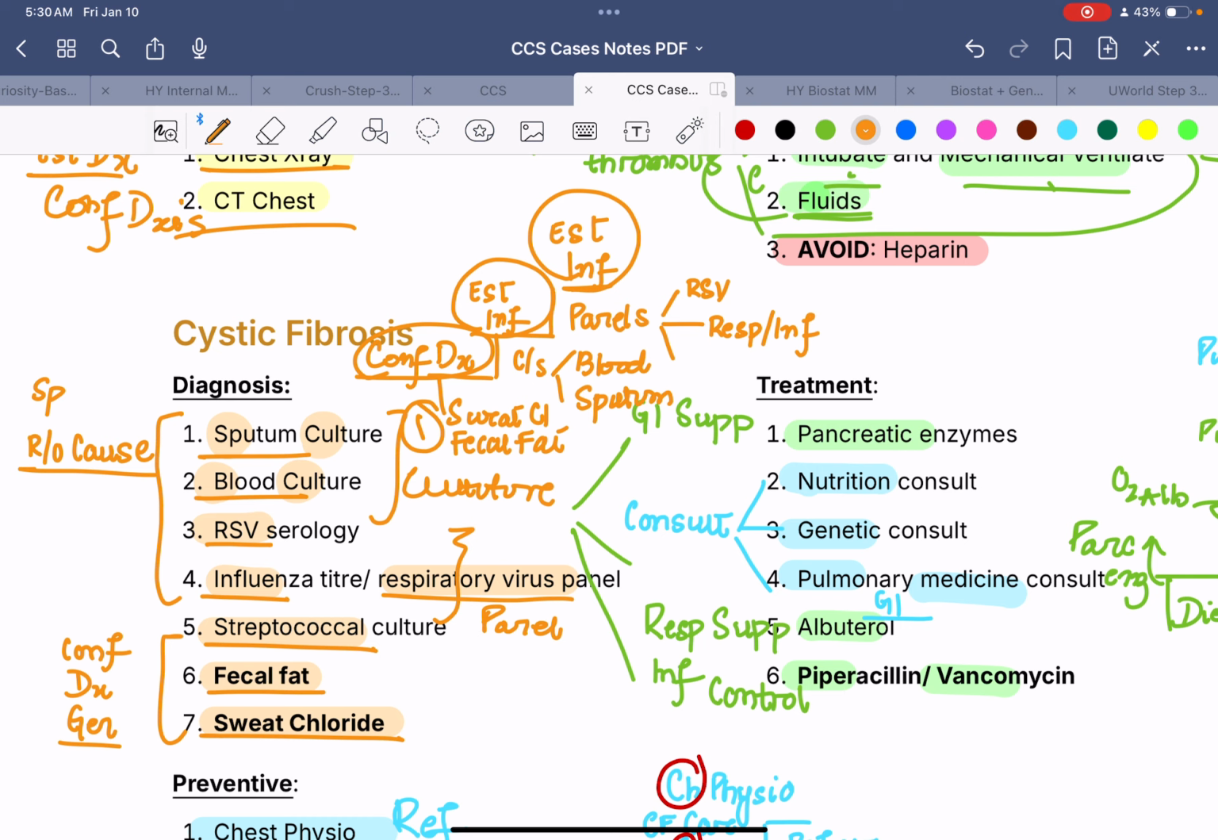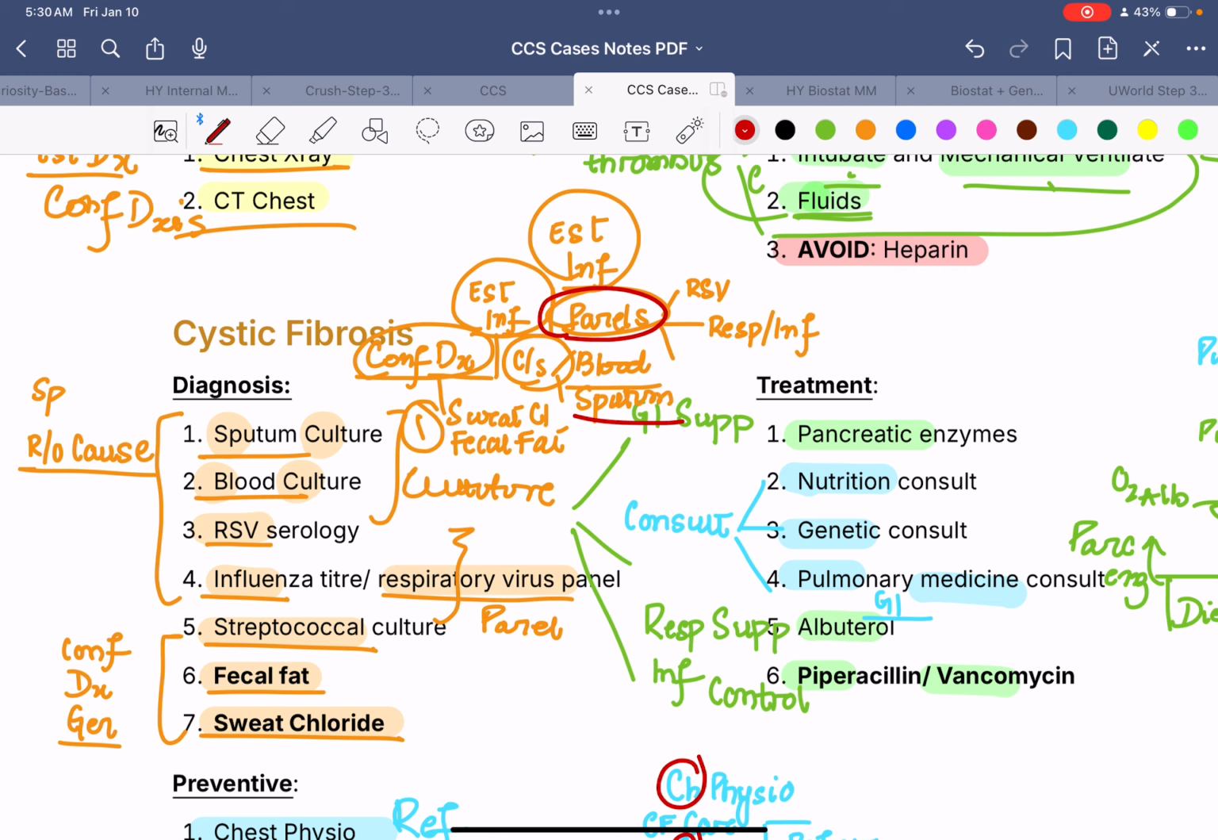Then after that you have to establish the infection, and in establishing the infection you can do two things. You can do some sort of panels or you can do some sort of cultures. For the cultures you can do a blood culture or a sputum culture, right, as well as a sputum stain. And for the panels, you can do just like we did for COPD exacerbation: RSV, or respiratory or influenza virus panel, right?